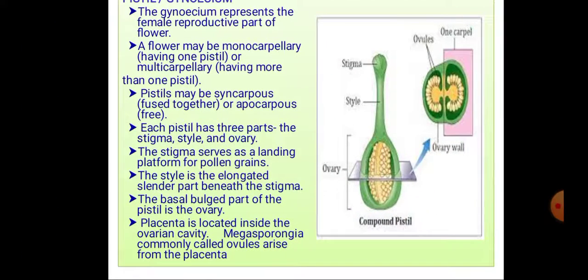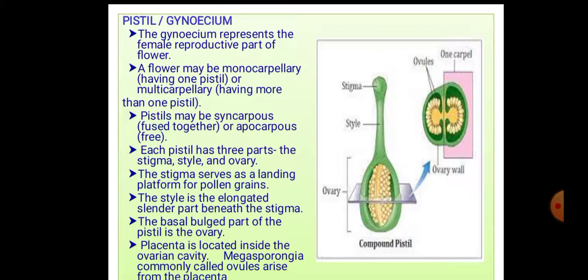Likewise, you may understand by using these pictures about gynoecium and androecium, which are very important parts of a flower through which sexual reproduction is possible in angiosperms.